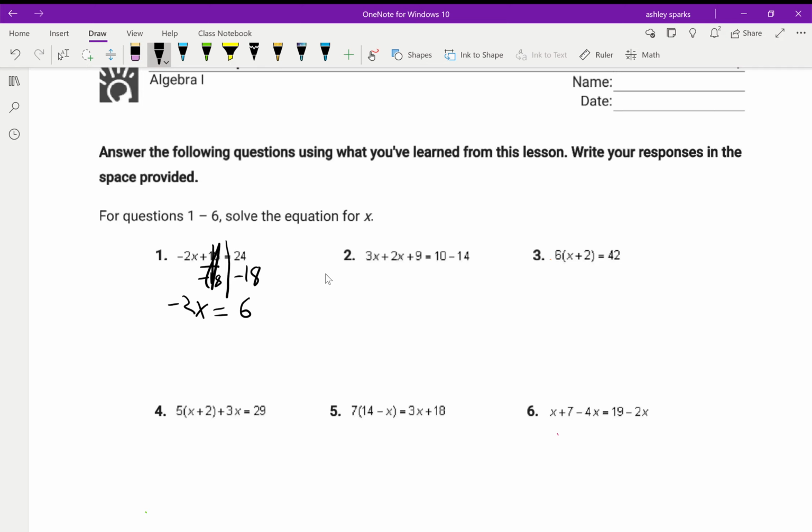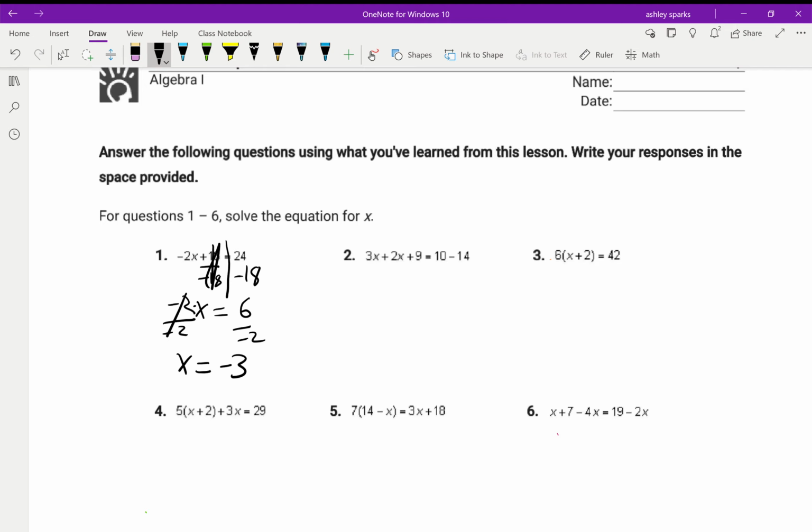When you see a number written in front of your x, you should be thinking that's multiplication. You're going to see that throughout most of these problems. What that tells me is I need to do the opposite action to get to the other side. The opposite action will be division. If I do it to one side of my equal sign, I do it to the other. So my negative 2s cancel, and x will equal negative 3. And that's my final answer.